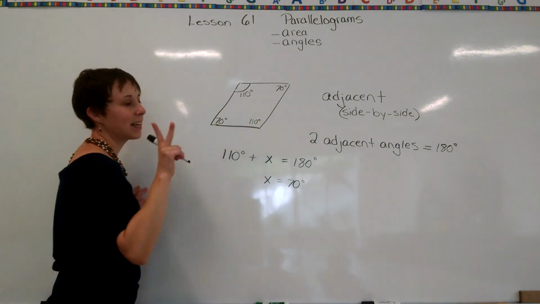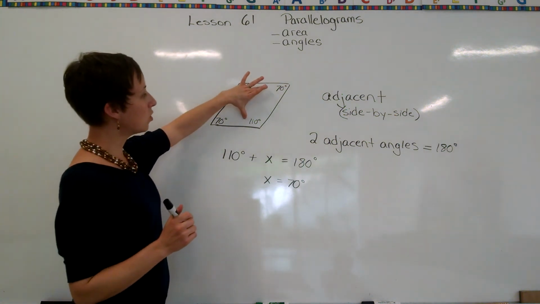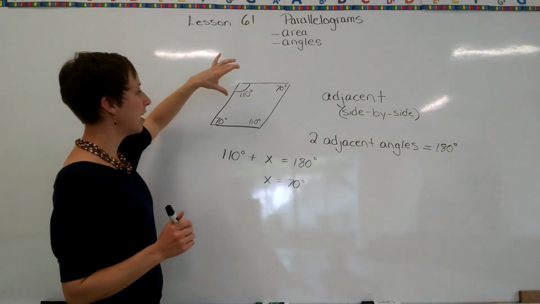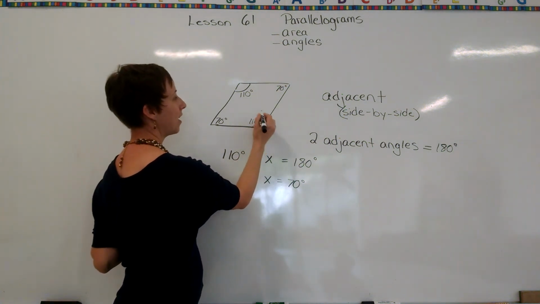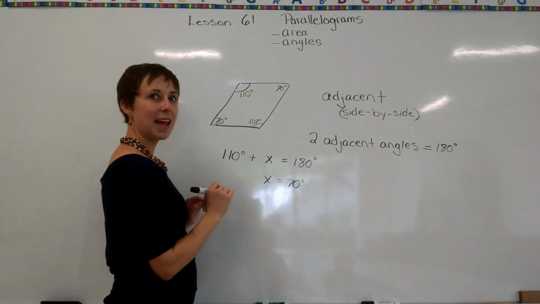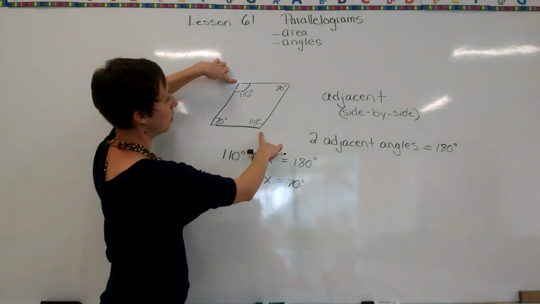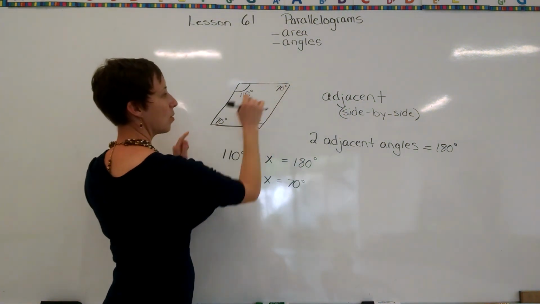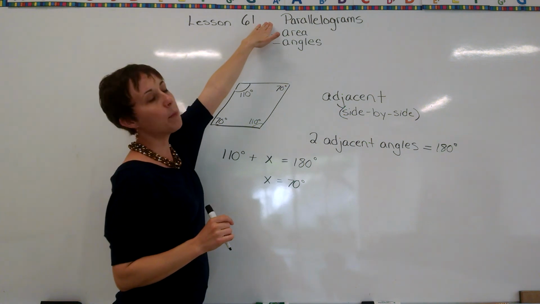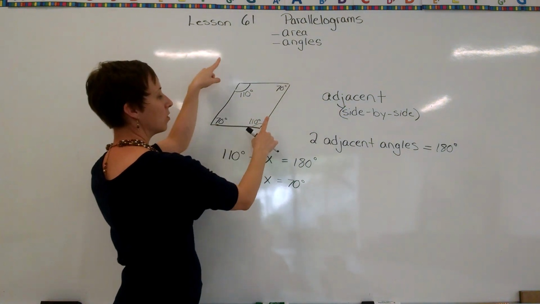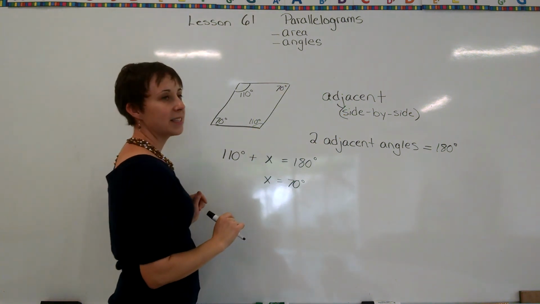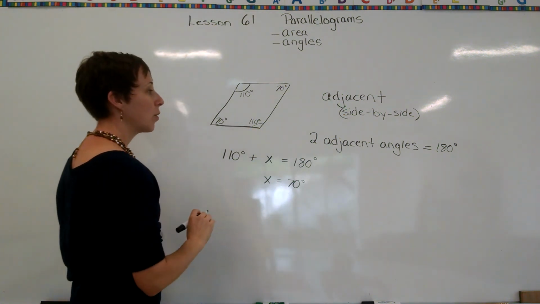And that leads me to our second rule. Not only do adjacent angles add to 180, but as you can see here, the opposite angles are the same. These two are both 110, and these two are both 70. In all parallelograms, all opposite angles are going to be the same, which means they're going to be congruent.